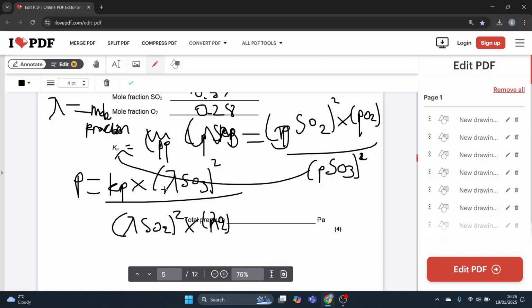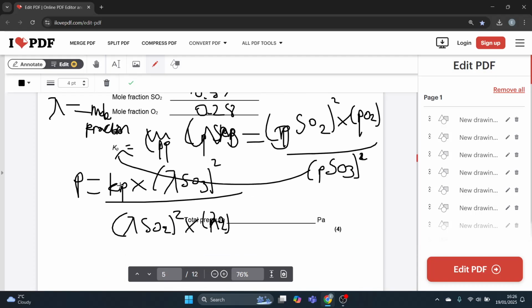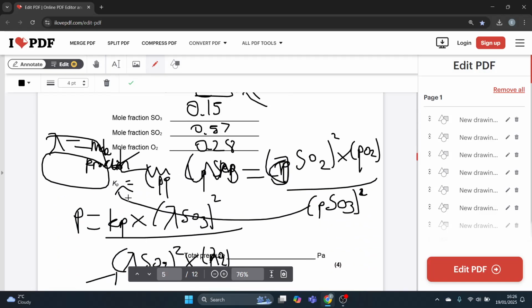Substitute the values in. I've already got Kp and I've already got the mole fractions, so it's pretty simple. The hard part is just realizing, okay, I've got to rearrange the equation. These are pressures, and then I'll just let lambda equal mole fraction. I rearrange it, and then I substitute the values in. So Kp is going to be 7.62 times by 10 to the power of 5 times by mole fraction of SO3 0.15 squared, divided by SO2 0.57 squared times by 0.28.